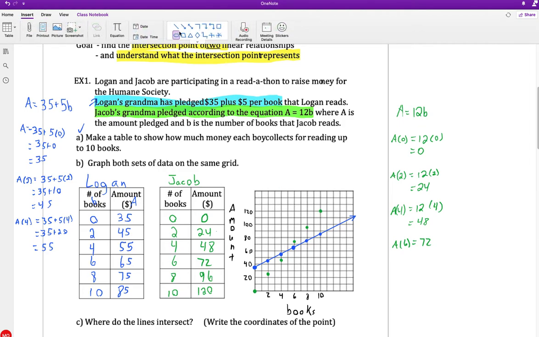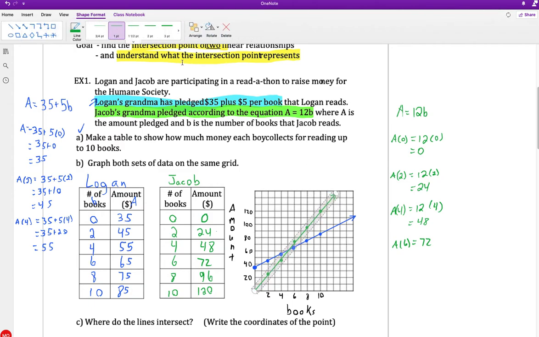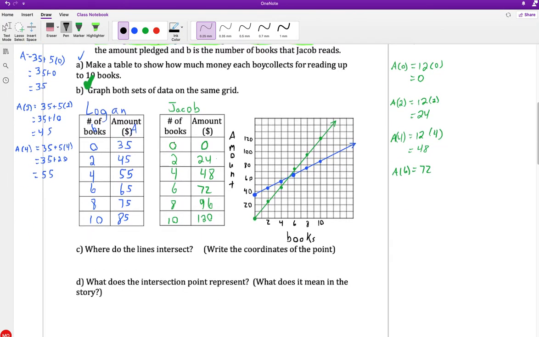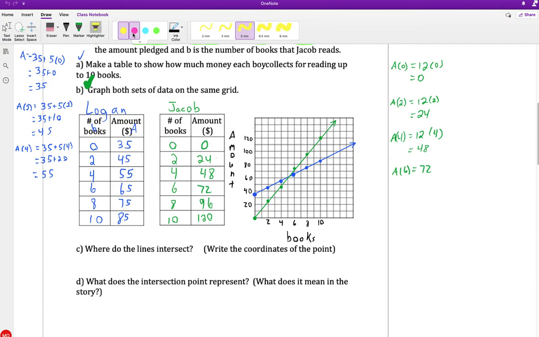Let's go back, insert my line. Try to do my best line possible. There we go. So the question is, so we've now graphed them. Check. Right? So let's check that off with a big fat marker apparently. Change my pen. So now, where do they intersect? Okay. So where do they intersect? If we take a look, they intersect across right here.